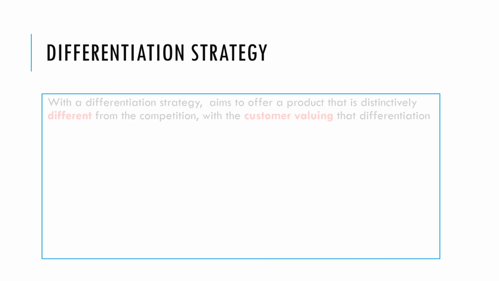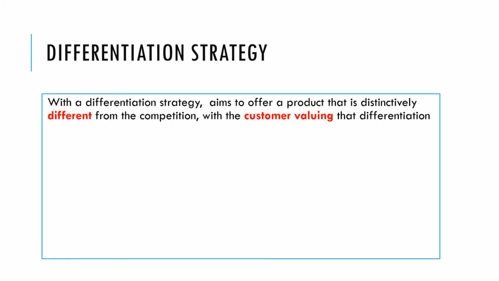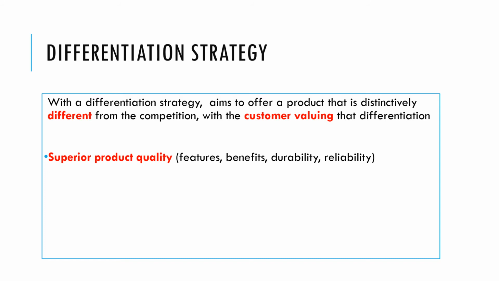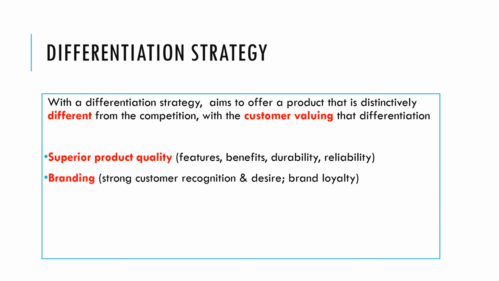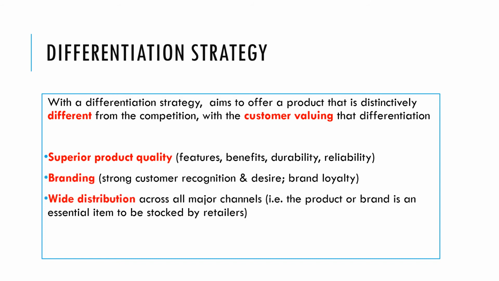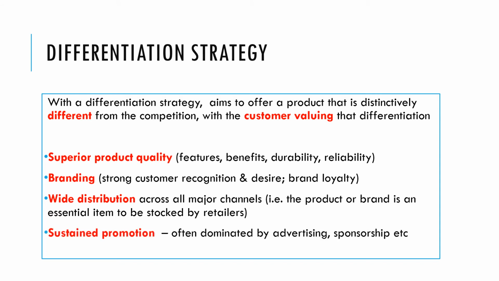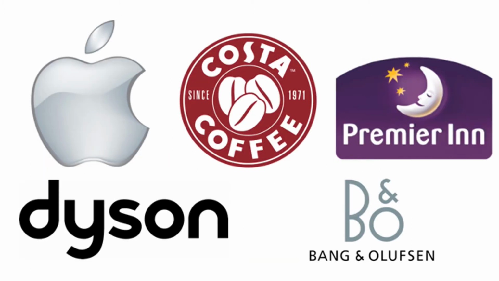Let's move on to a differentiation strategy. This is trying to offer a product that is distinctly different from the competition, with the customer valuing that differentiation. So we might use superior product quality, or maybe branding, wide distribution, or sustained promotion in order to achieve this. Here again are some examples. We mentioned Apple earlier, who use a combination: widely available products, heavily promoted, strong brand identity, and excellent product quality.